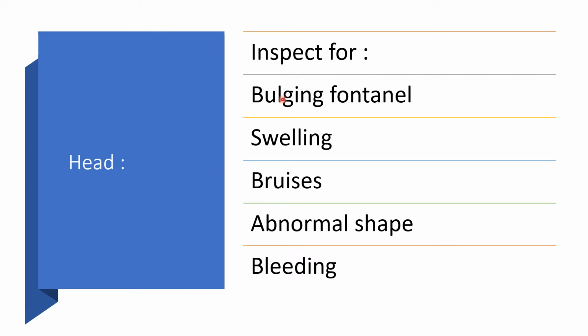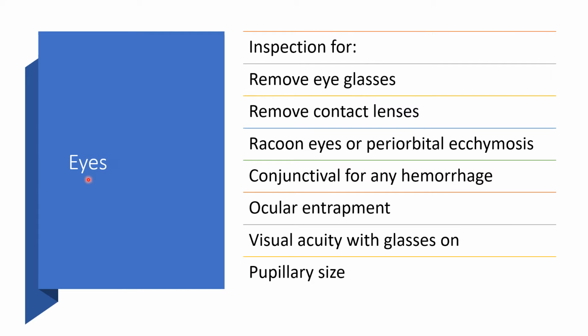At the head region, we want to see the fontanelle if it's bulging, any swelling or bruises, abnormal shape or bleeding. After the head, we'll move to the eyes. While trying to inspect the eyes, we'll give instruction to remove the eyeglasses if the person is wearing one, remove the contact lenses. Then we'll check for raccoon eyes or periorbital ecchymosis, check for conjunctival hemorrhage, ocular entrapment, visual acuity with glasses on, and pupillary size.